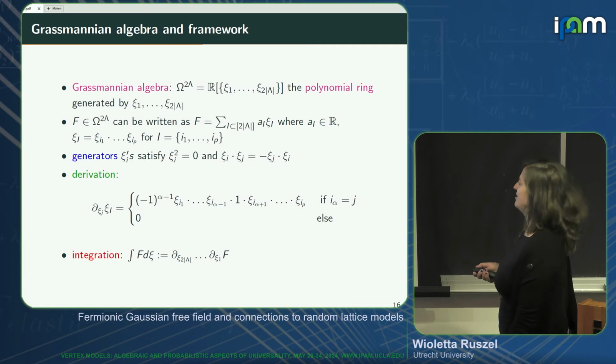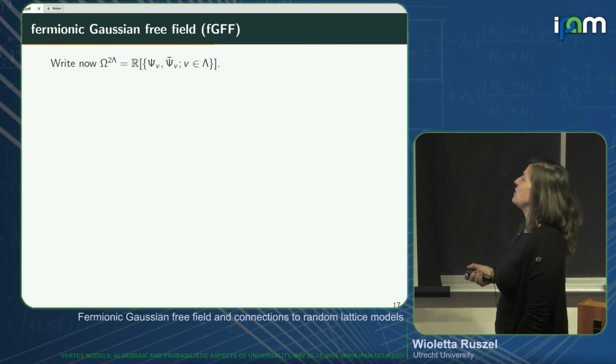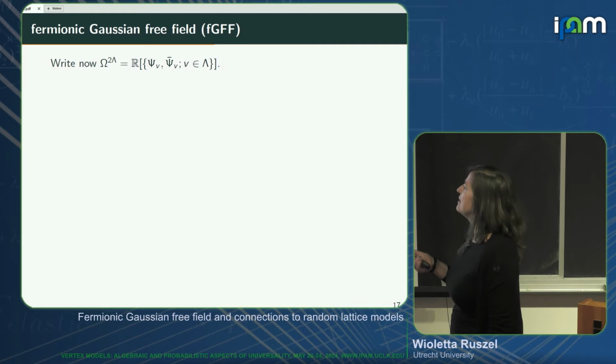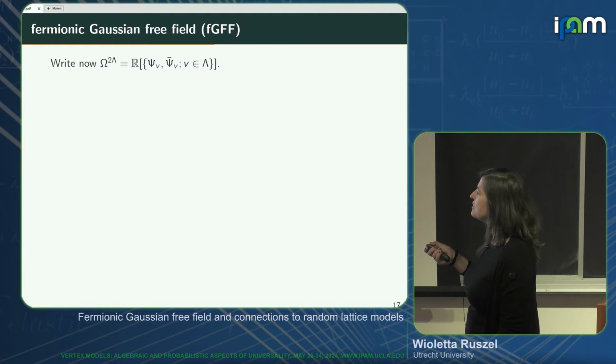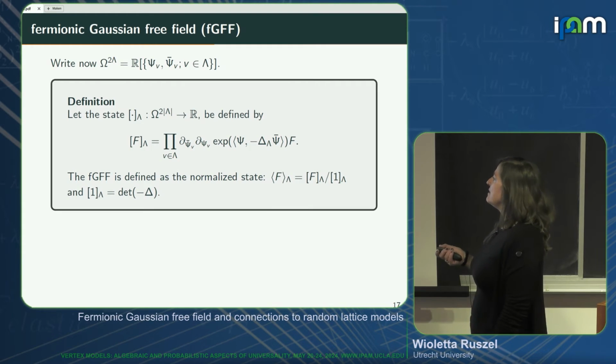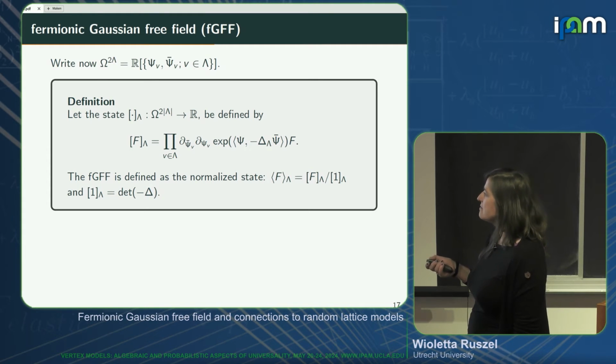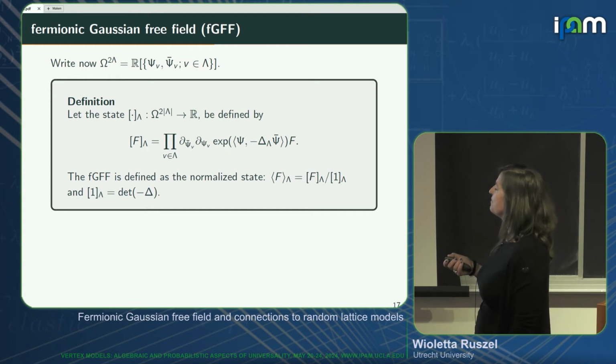Questions? Okay. Now we will write, instead of the generators, psi_v and psi_v bar. So for each site in my finite lattice I will associate a pair of generators. And the Fermionic Gaussian free field will be defined in the following way. A state with respect to this polynomial ring is just a map which takes a polynomial and spits out a real number.